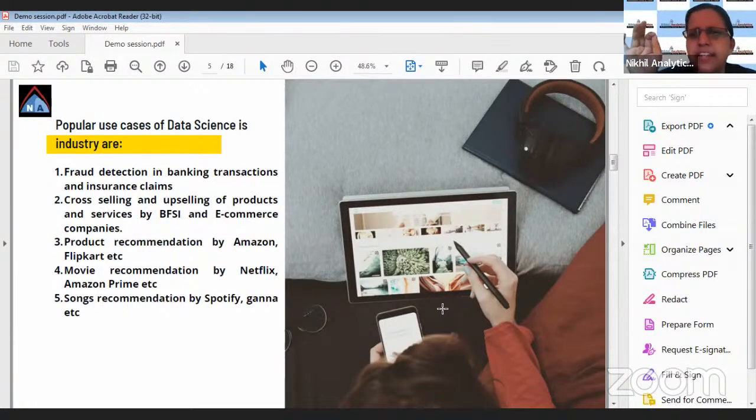Let me tell you, currently the situation is, if you want to work, you have to integrate data science in your day-to-day work. Otherwise you won't be able to survive in industry after some time. So now data science is a necessity of everyone if you want to be ahead in your work. Okay, let's proceed further.